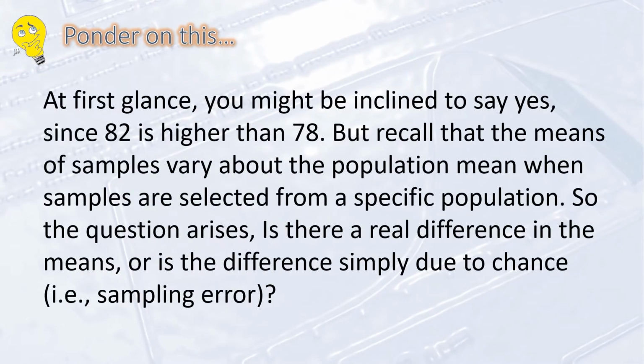At first glance, you might be inclined to say yes, since 82 is higher than 78. But recall that the means of samples vary about the population mean when samples are selected from a specific population. So the question arises, is there a real difference in the means, or is the difference simply due to chance?